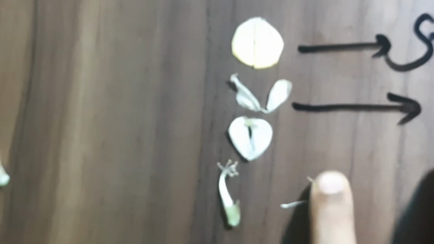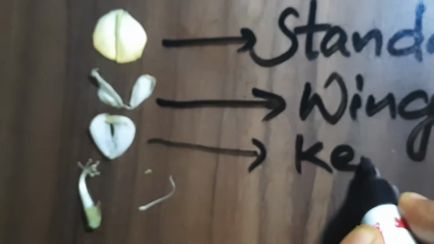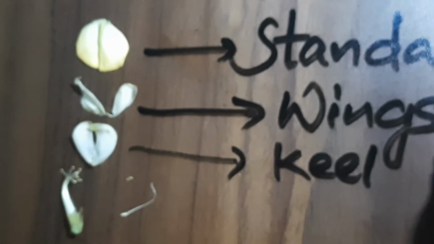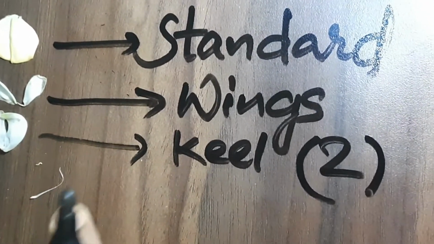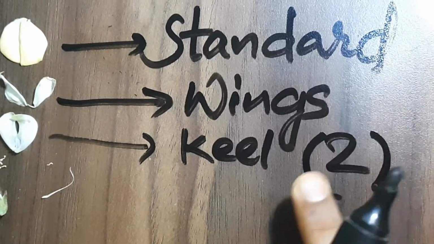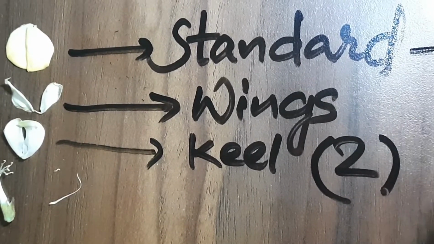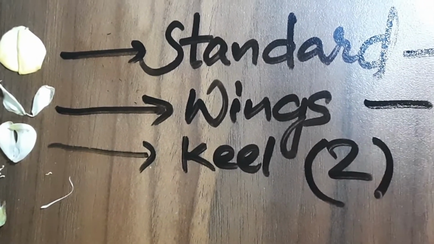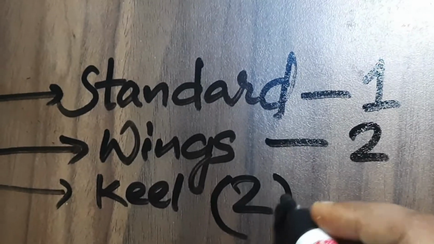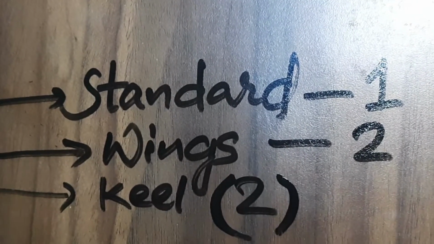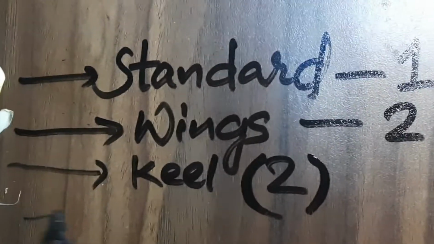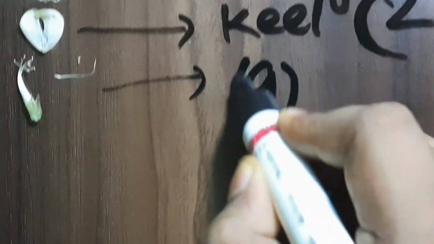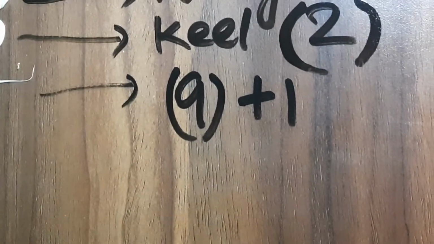So this united petal is the keel, and these are 2, united. These keel petals are 2 but united. This standard is 1. Wings are 2 and free. This bracket symbol represents that these petals are united. And these stamens are 9 united plus 1 solitary.